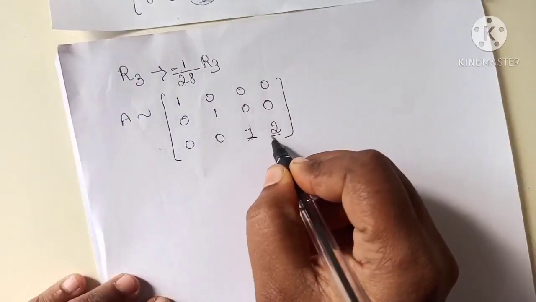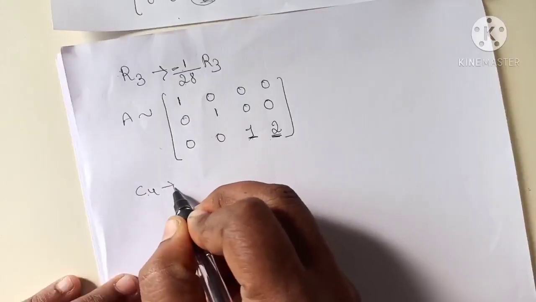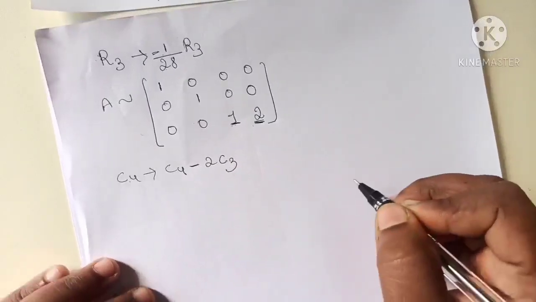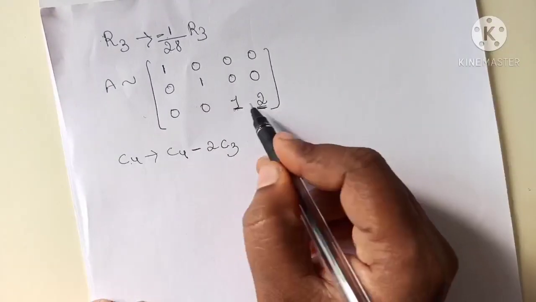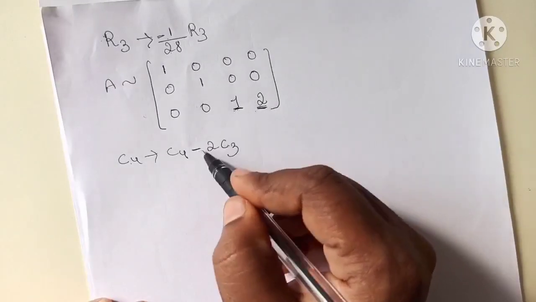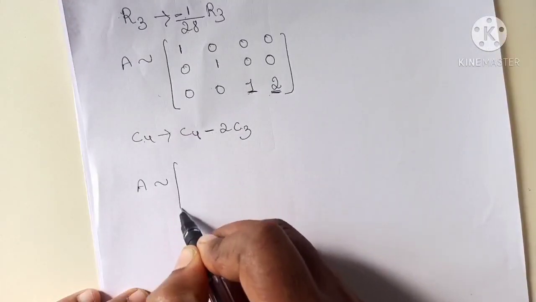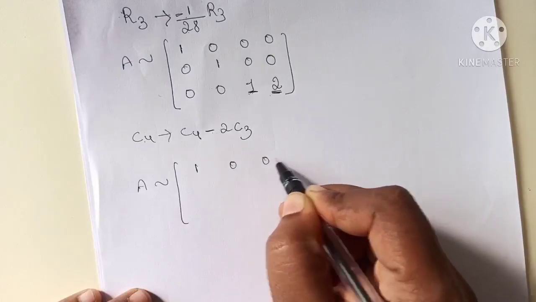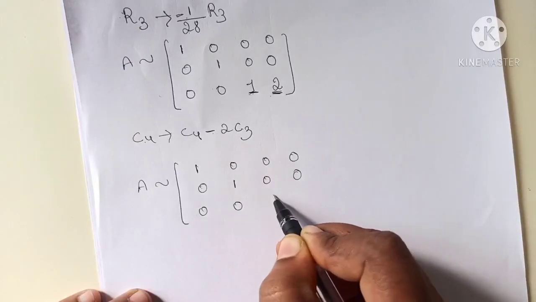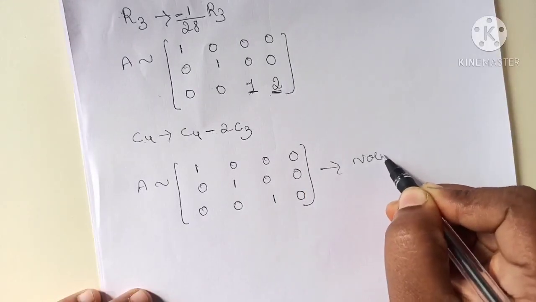Now we make this term 0 by applying the column operation C4 equals C4 minus 2 into C3. This becomes 0 because C4 is 2 minus 2 into 1, and 2 into minus 2 equals minus 2. Minus 2 plus 2 cancels. A is equivalent to 1 0 0 0, 0 1 0 0, 0 0 1 0. So now it is in the normal form.